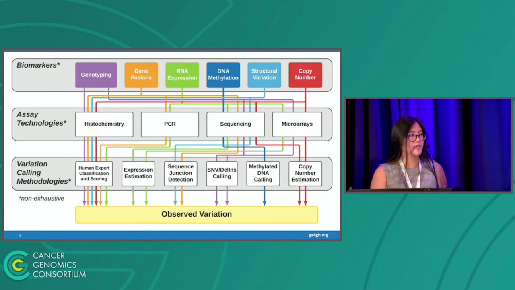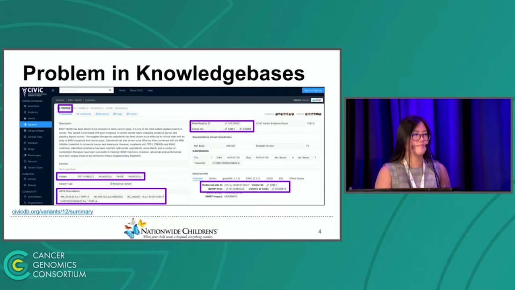Here in the top row, we can see a list of different biomarkers, such as genotyping, gene fusions, and RNA expression. Each of these biomarkers can be assayed by a number of different assay technologies, such as histochemistry, PCR, and sequencing. And each of these assay technologies can use different variation calling methodologies, such as expression estimation, sequence junction detection, and SNV-indels calling. And as a result, the observed variation can be represented in many different formats.